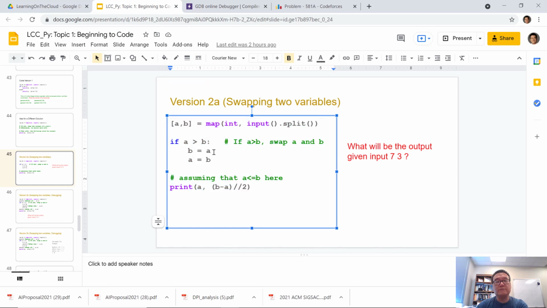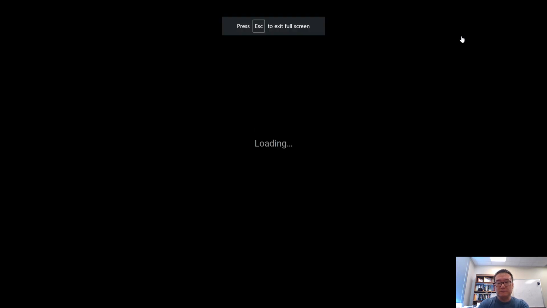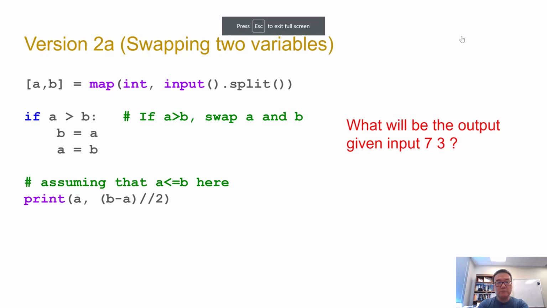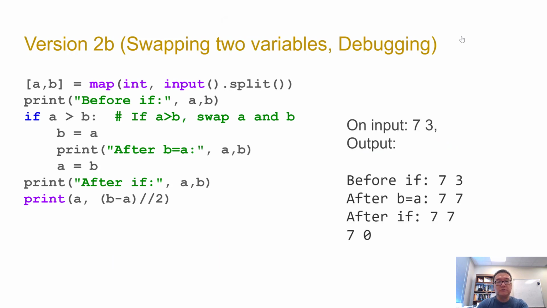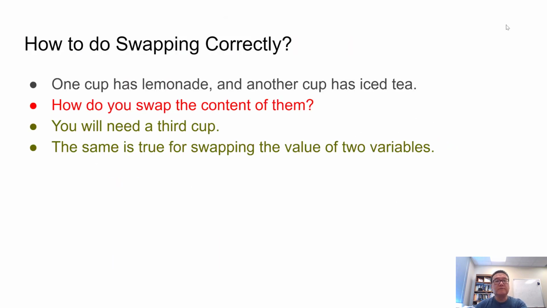So this swap doesn't work. To swap the values of A and B, we can't just do B equals A, A equals B. We need to do a little bit more work than that. These are the processes of debugging. If it's not obvious to you what to do at this point, I encourage you to think about two cups.